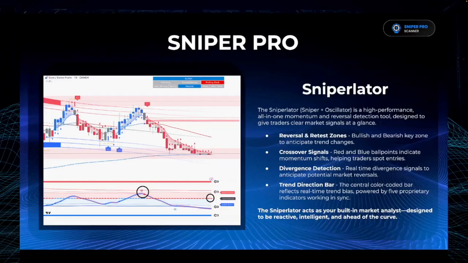So first and foremost, you have reversal zones and retest zones. You will see the labels here which say bearish retest and bullish retest. So if the market is above the 50 line and has pulled back to this retest zone, that is showing you that the market is pulling back and likely retesting to go long.